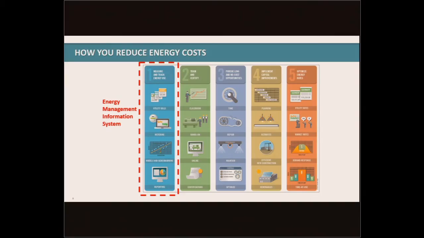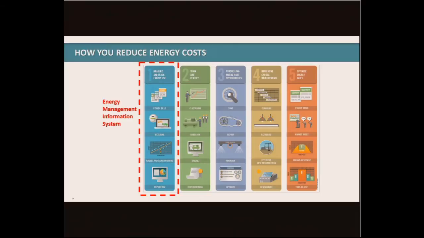So how do we reduce energy costs? Well, as I mentioned before, the EMIS is one integral part of a much larger energy management program at your facility. In this chart, it's the very first thing that you need to put in place in order to start your energy management program. So step number one is being able to measure and track our energy use. All the steps within that blue column are the different pieces that go into creating a successful EMIS. Once that's in place, then we can go on to the other steps throughout the process, which are the steps that really are going to help us save energy down the road.